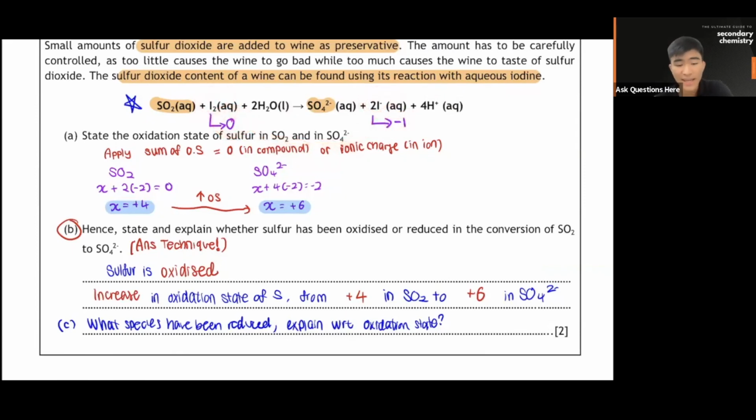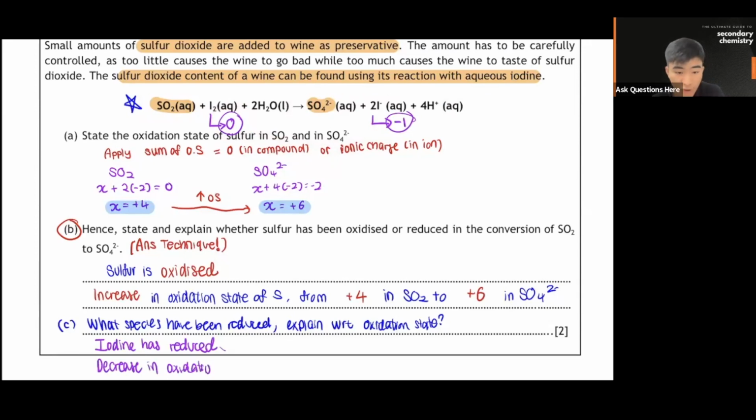And that is the reason why what has been reduced is iodine. Iodine has been reduced, a decrease in oxidation state. So 0 to -1 is a reduction process. Follow your standard answering technique: we have a decrease in the oxidation state.